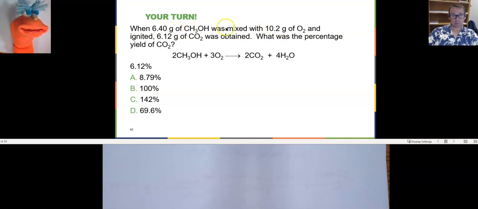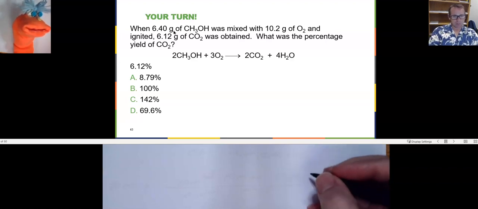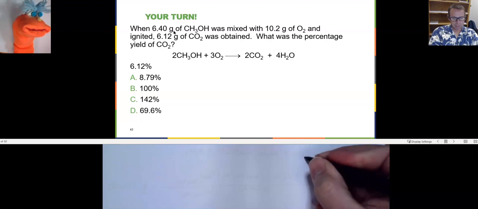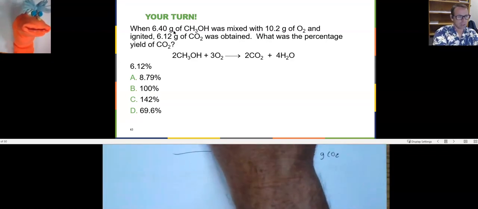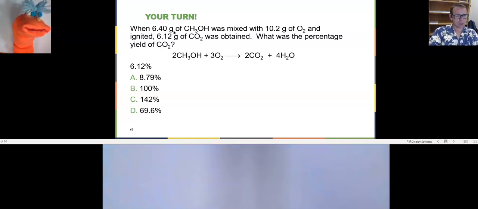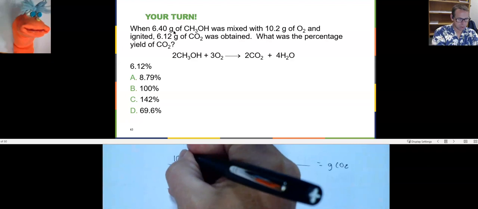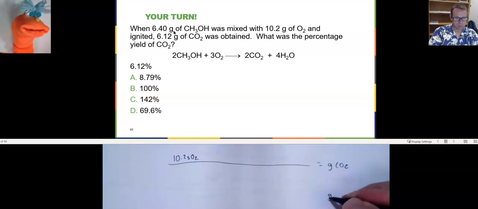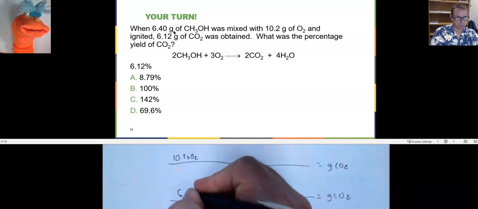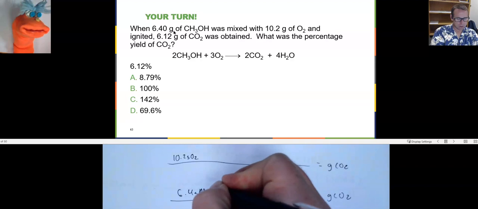They might give us different numbers, and if the amounts are perfect, then they'll give us the same number. But usually in a scenario like this, the amounts will be slightly different, and we'll get slightly different amounts that are theoretically possible. So what we want to do here is say how many grams of carbon dioxide we would expect to get if I started with my 10.2 grams of oxygen. I'll draw another one down here where I'm looking for grams of carbon dioxide if we start with the 6.4 grams of methanol.